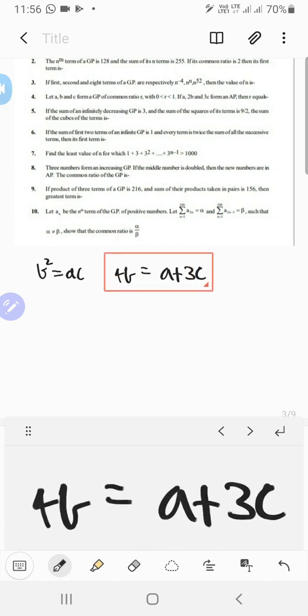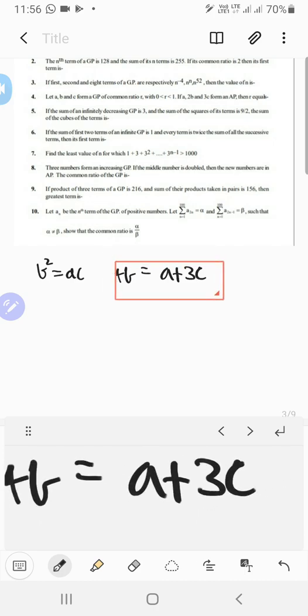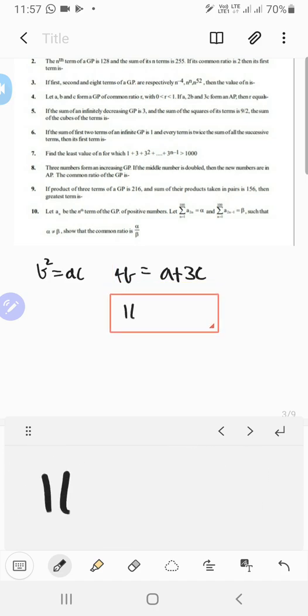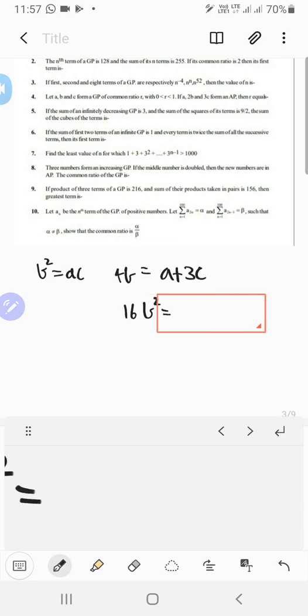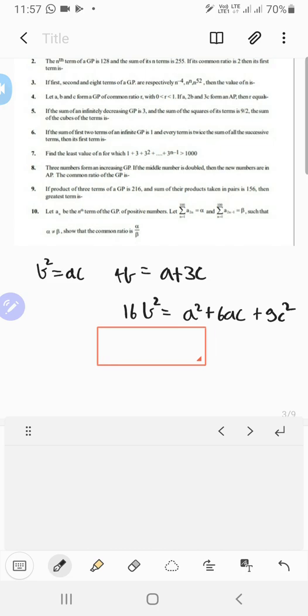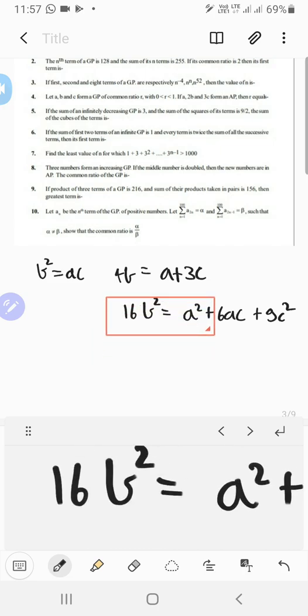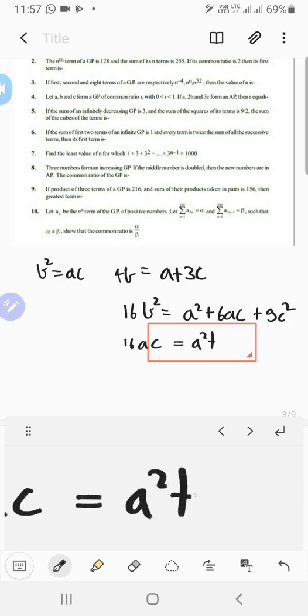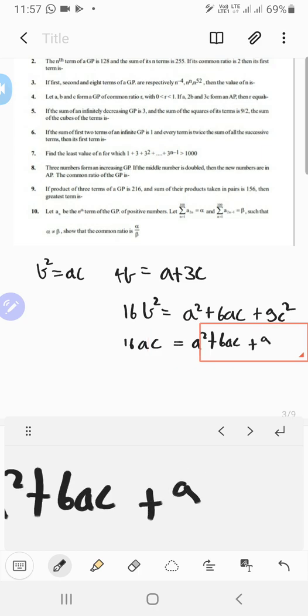Okay, so that's nice. Now what I want to do is multiply. No, let's not multiply it. Let's square this equation. So you will get 16B squared is equal to A squared plus 6AC plus 9C squared. Alright, so now we can input the value of B squared as AC and hopefully we will get a quadratic. So you get 16 times AC is equal to A squared plus 6AC plus 9C squared.